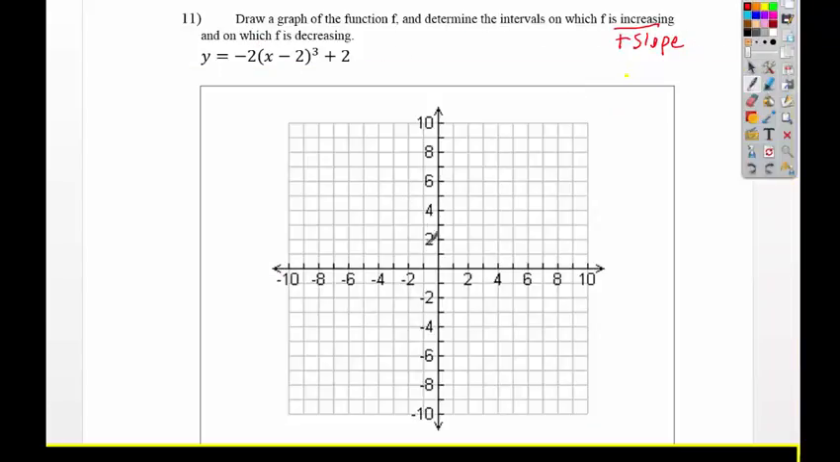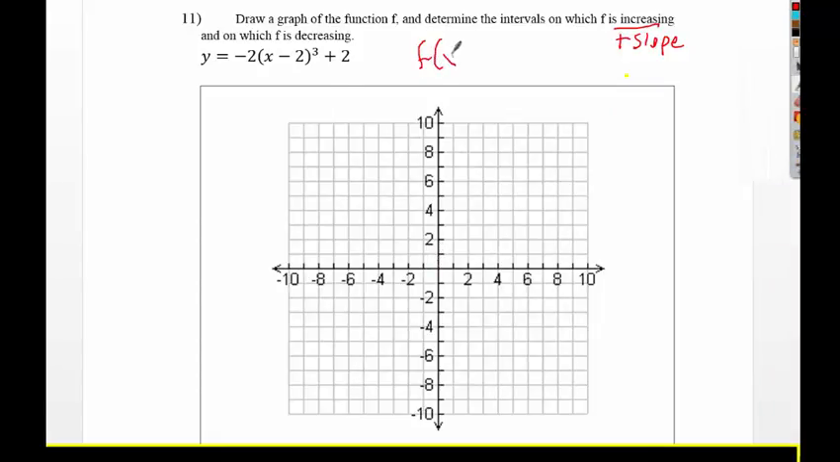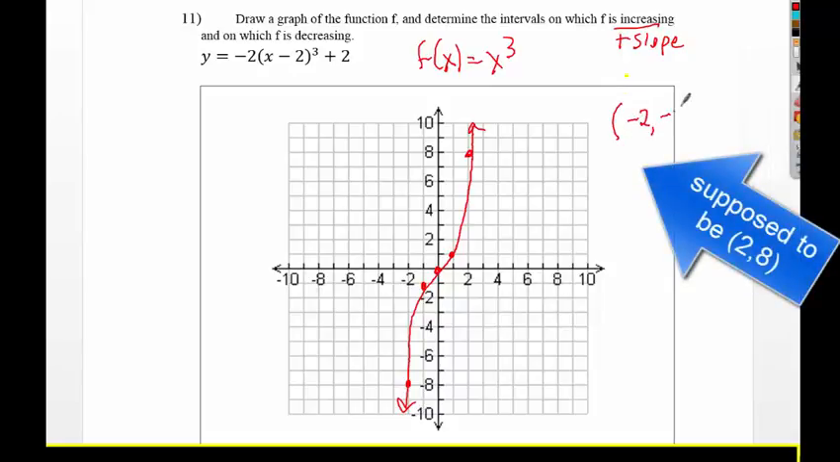So I'm actually going to graph it based off the transformations. I know if I look at the parent function x cubed, at 1 it's at 1, at 2 it's at 8, at negative 1 it's at negative 1, and at negative 2 it's at negative 8. So that would be my parent function, and it would look like this, right? I'm just going to use the one point here, negative 2, negative 8. And let's go through the transformations.